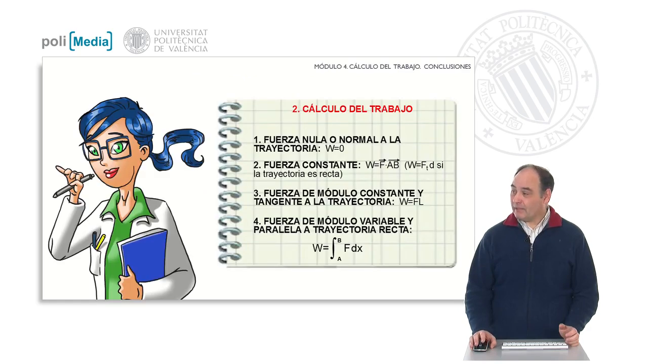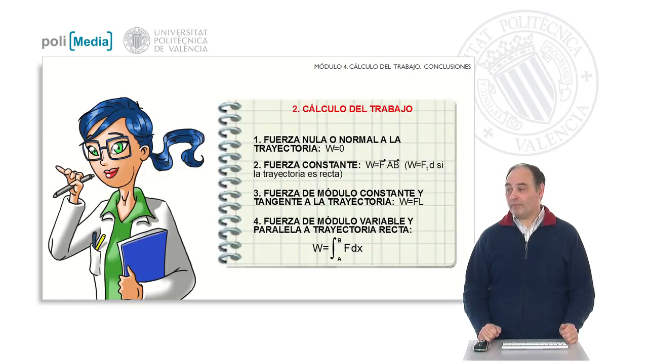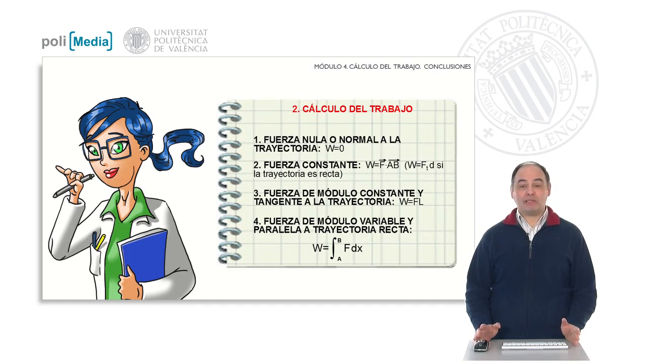Finally, here is a summary of what we have seen. In cases where the force is 0 or normal to the trajectory, the work is 0. If the force is constant, the work is the force vector scalarly multiplied times the vector AB, which goes from the origin to the end. If the path is straight, it is abbreviated, and I am left with tangent force times distance traveled, with all the particular cases of F times d and minus F times d, when it is also in the same direction or in the opposite direction to the path. If the force is of constant modulus and tangent to the path, the work is force times the path length, or minus F times L if it were in the opposite direction.